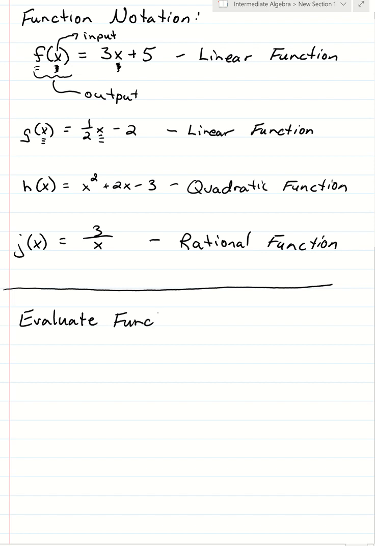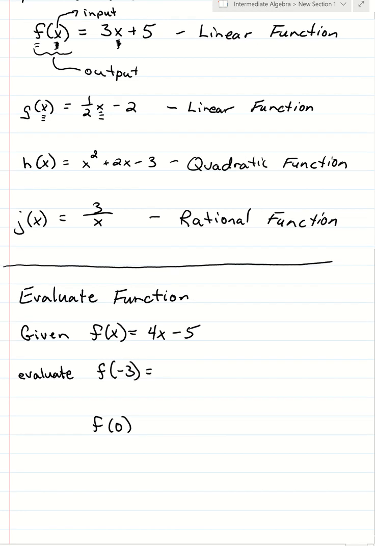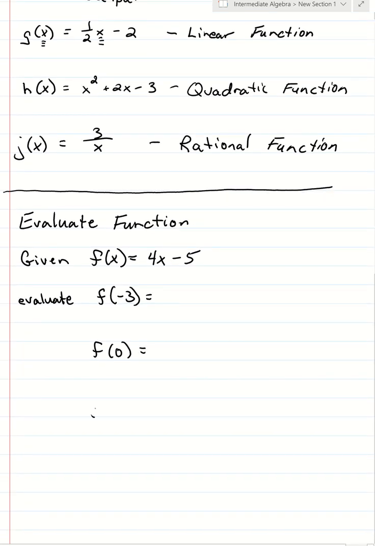Okay, we want to evaluate a function. For example, let's say we are given f of x equals 4x minus 5. That is the rule, okay? 4x minus 5, that relationship is equal to our function f of x. I could ask you to evaluate f of, let's say, negative 3. I could ask you to evaluate f of 0. I could ask you to evaluate f of 2. I could ask you to evaluate f of, let's say, 1/4.